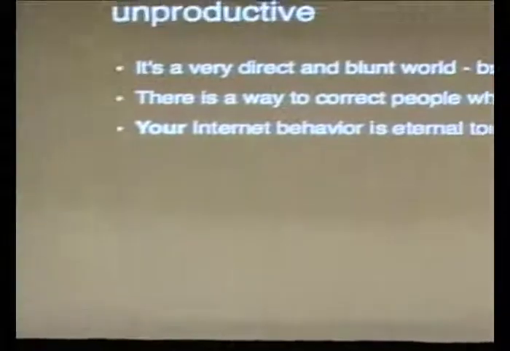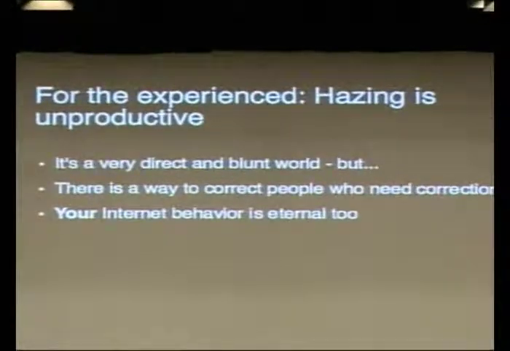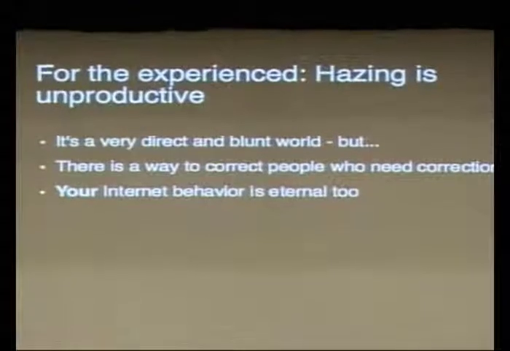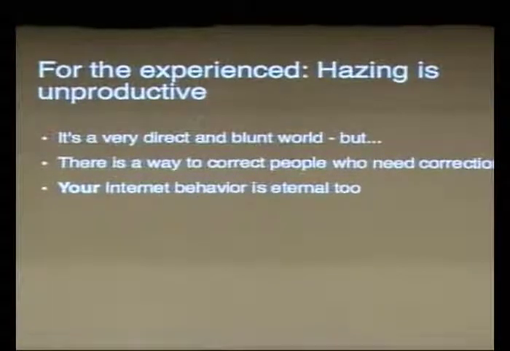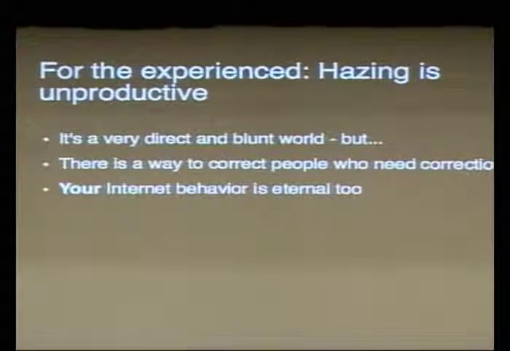So, this slide is obviously directed at the experienced, but we're going to spin it in such a way that you understand it from your perspective. The internet has a reputation for being a rough and tumble place. It is less so now than it once was. Sometimes people who've been around for a while take the unfortunate but very human attitude that people were mean to me when I started, ergo, it is the right thing to do to be mean to newcomers. I would urge you old timers to get over that, because it's not productive.